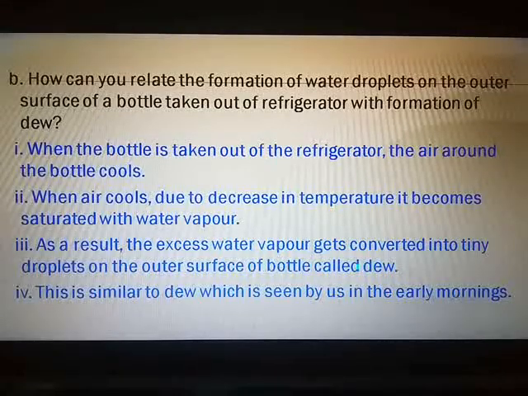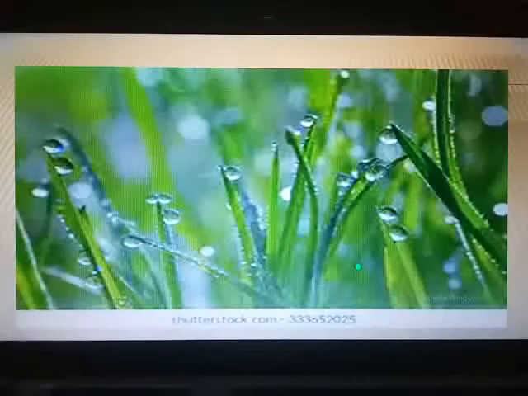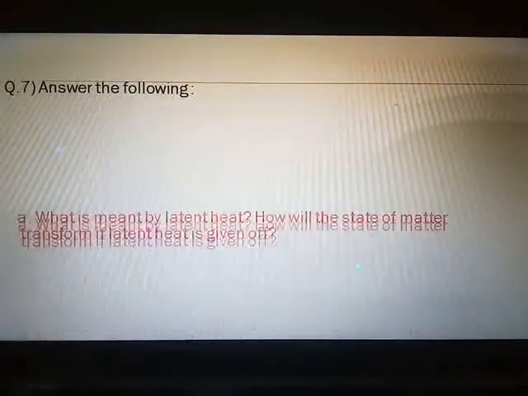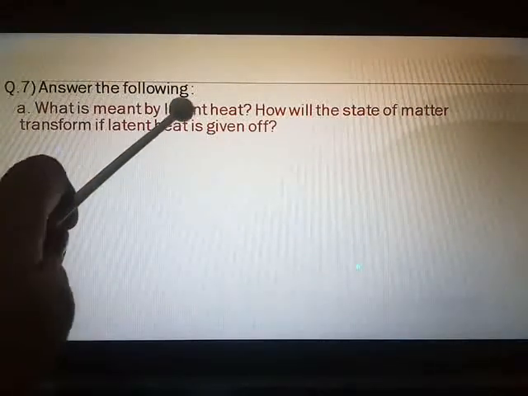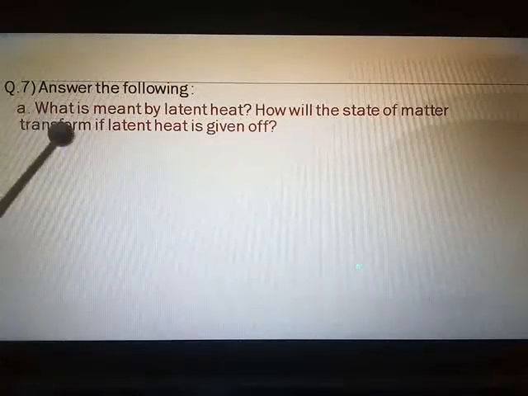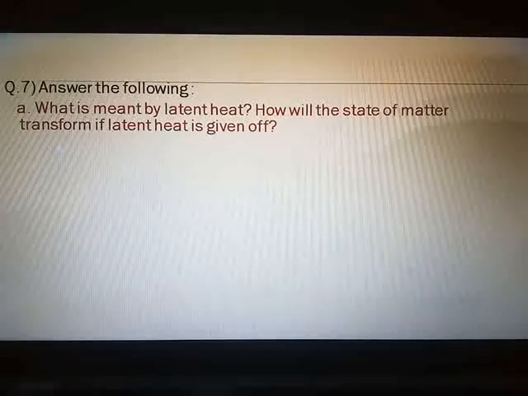Now let us move towards question number 7, page number 72. You can see this photo of dewdrops I have just placed for you. Question number 7A. What is meant by latent heat? How will the state of matter transform if latent heat is given off? What is meant by latent heat? Your general definition. Here you don't have to mention fusion or vaporization.